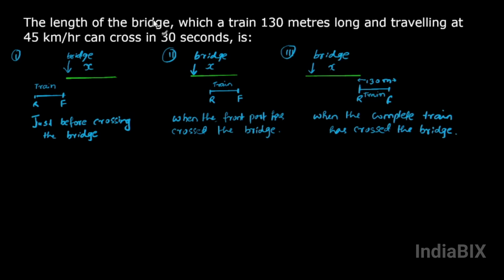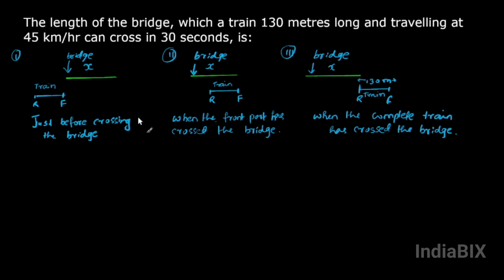The length of the bridge which a train 130-meter long and traveling at 45 km per hour can cross in 30 seconds is. Here we have to calculate the length of the bridge, and a train whose length is 130-meter long is traveling the bridge.